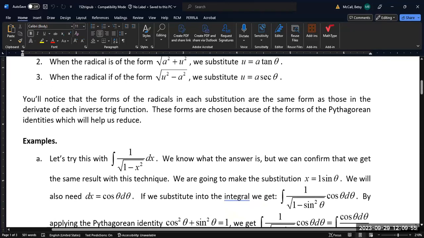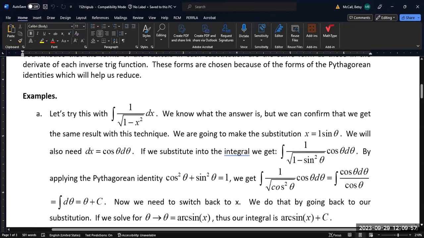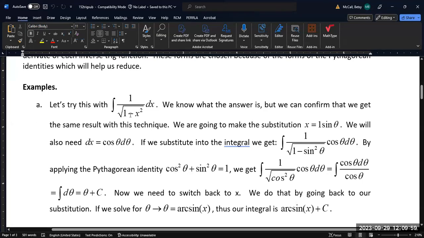Now we're going to start out with a very simple example involving just the radical, 1 over the square root of 1 minus x squared. We actually know what this is because this is a basic rule. And in general, I would not recommend that you do trig substitution for something that you can integrate with just a basic rule. But I thought it would be useful to see that if you do trig substitution, you are going to get the same answer that you would get by using the basic rule. And it gives us a way to look at the procedure.